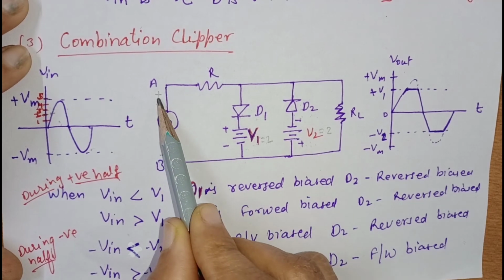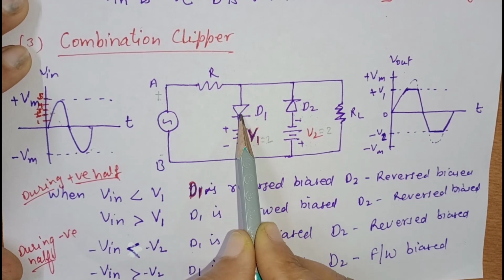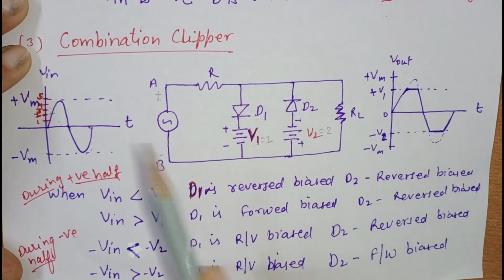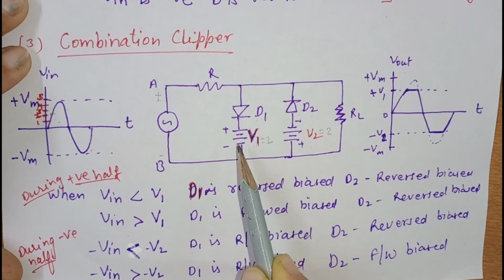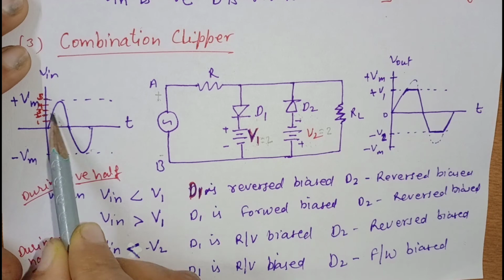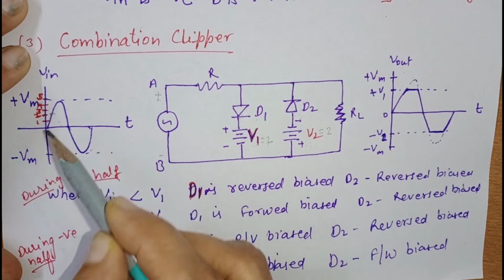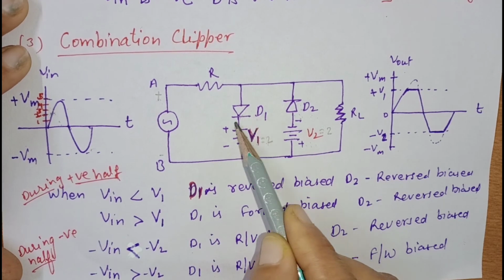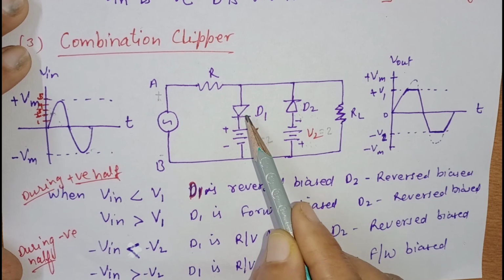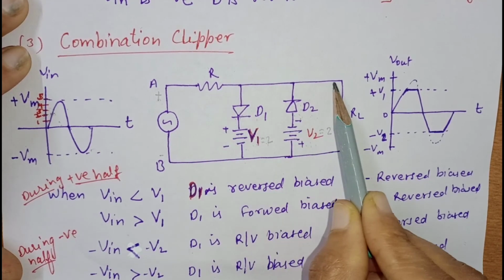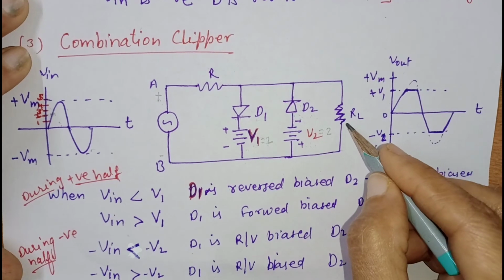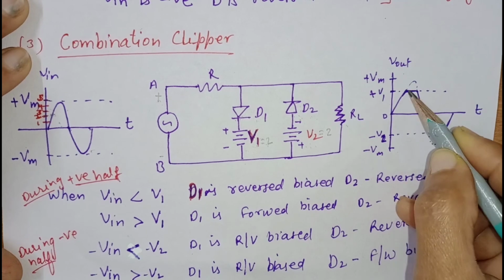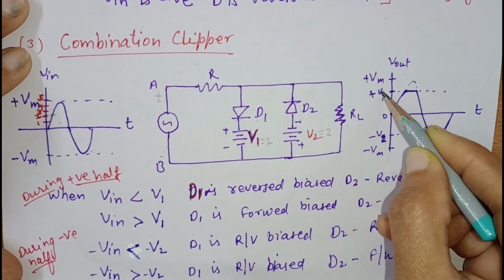Because A is positive, this diode is forward biased and this diode is reverse biased, so it will act like an open switch. As the voltage is increasing in this manner, up to voltage 2, this diode is reverse biased, so it will act like an open switch up to voltage 2. So the current will follow this path through RL. So there will be a voltage drop, so we will get output. This is the output up to voltage V1, meaning equal to 2 volt.